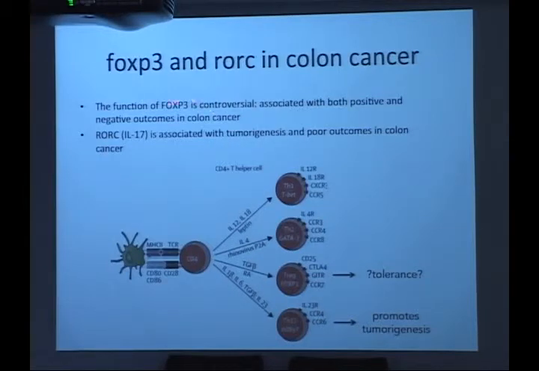However, as I mentioned earlier, the role of RORC or ROR gamma T, I use them interchangeably, and IL-17 is actually associated with tumorigenesis and poor outcomes. So you have FOXP3, which people really don't know exactly what it means, while we know the IL-17 producing cells promote tumorigenesis.